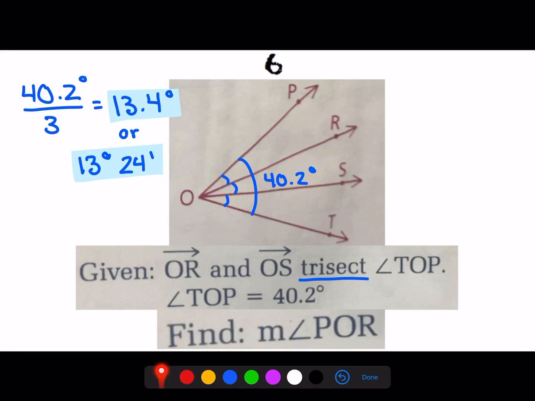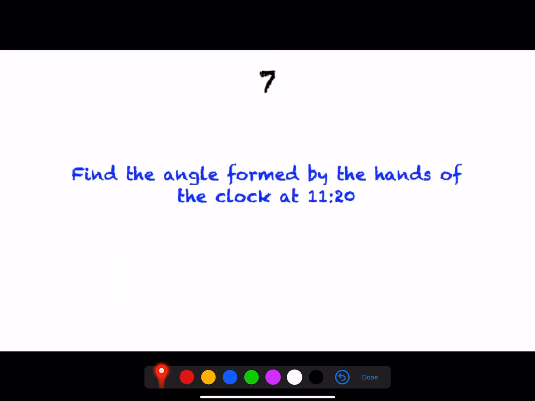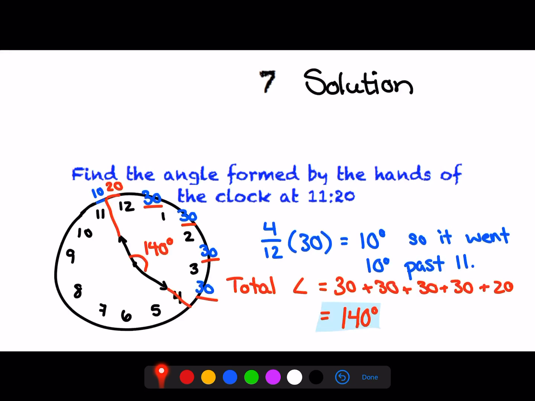All right, moving on. We have the angle formed by the hands of a clock at 11:20. Go ahead and pause the video if you'd like, and we'll go through this in just a minute. All right, so at 11:20, the first thing I'm going to do is draw my clock. So I have my clock here.